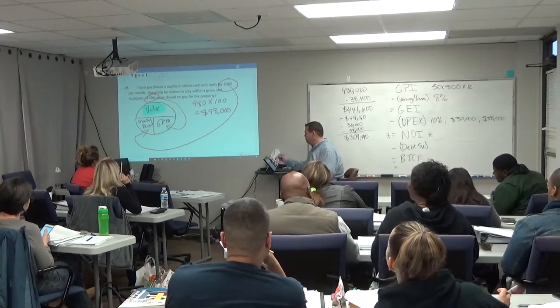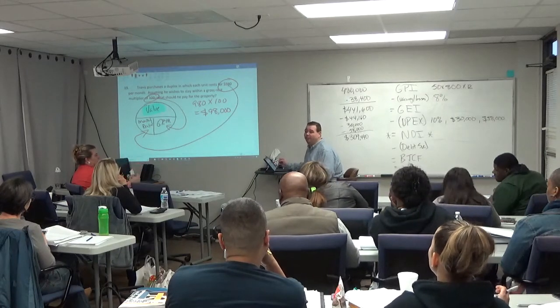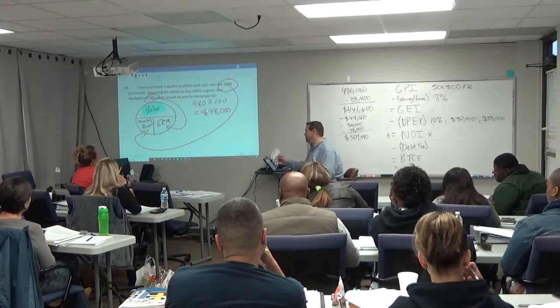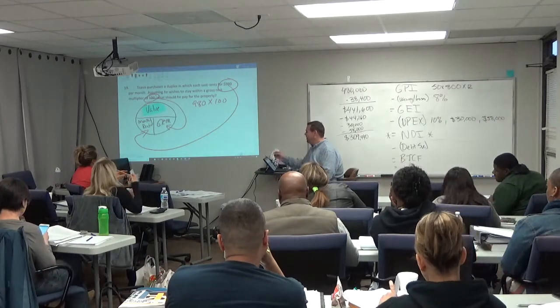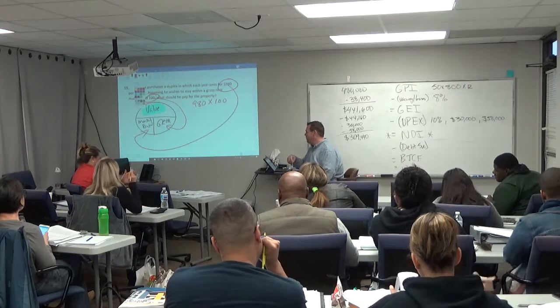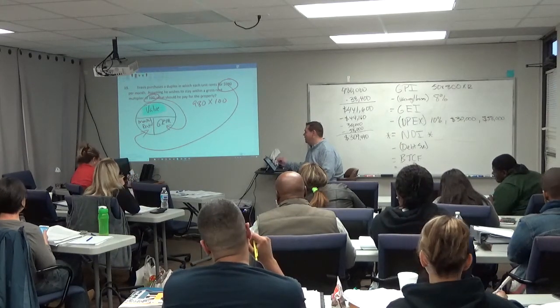$98,000. It's a duplex, so should you multiply it by two? It is a duplex. So should it be 980 times 100 or should it be 980 times 2?